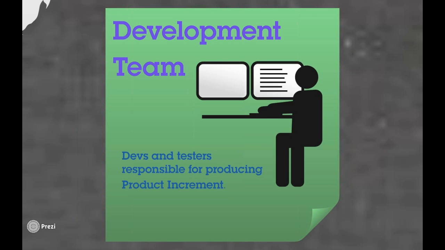And then the development team. This is the rest of the team. These are your developers, your testers. If you're not in software development, this is the rest of your team members, the people who are responsible for producing the sprint goal for whatever increment you're using to measure. They're the ones who are responsible for actually getting the work done. So those are the three team members: the Scrum Master, the product owner, and the dev team.